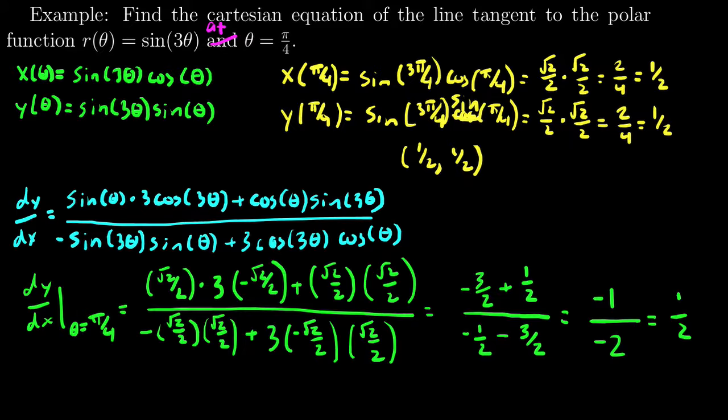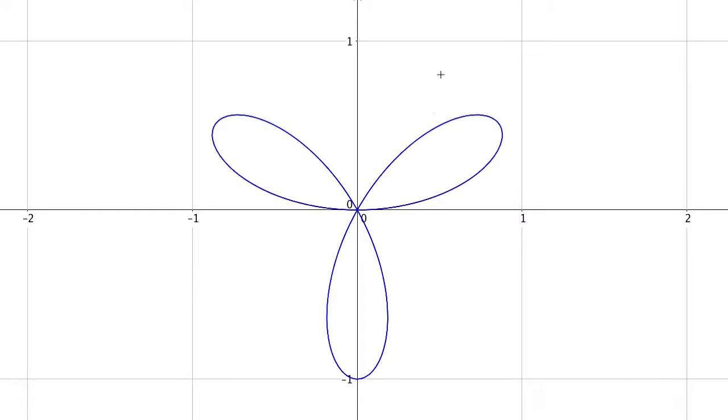And finally, I can write the equation of this tangent line. It'll be y equals the slope, 1/2, times x minus 1/2 for the x coordinate of my point, plus 1/2 for the y. And graphically, let's see what happened. So here is the function graphed, r of theta equals sine 3 theta. My point where theta is pi over 4 is this point, (1/2, 1/2). And the tangent line there will be this.